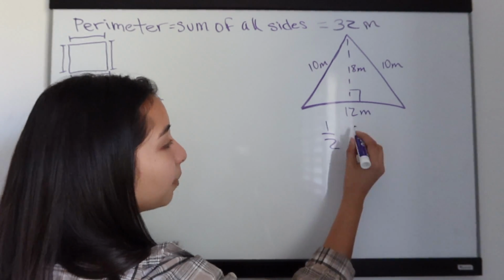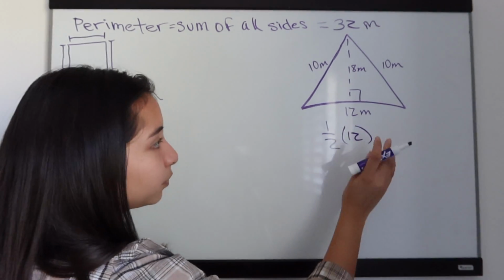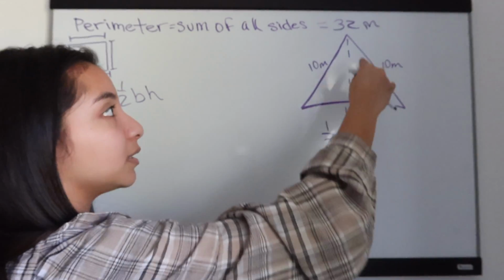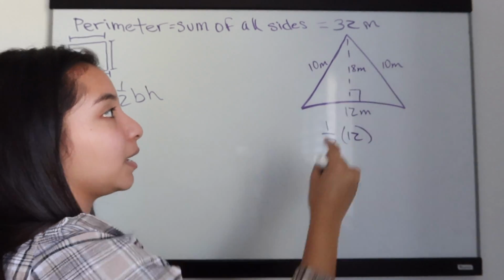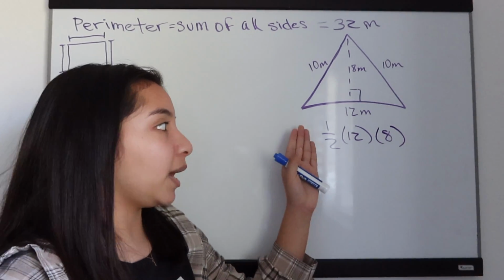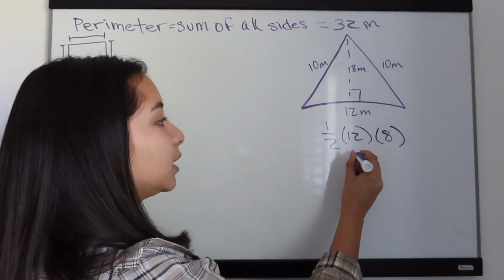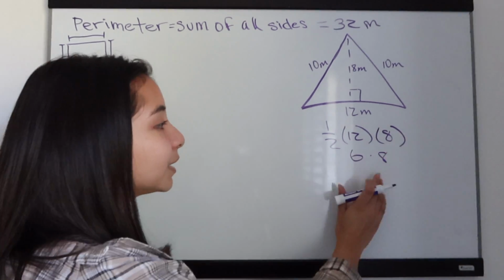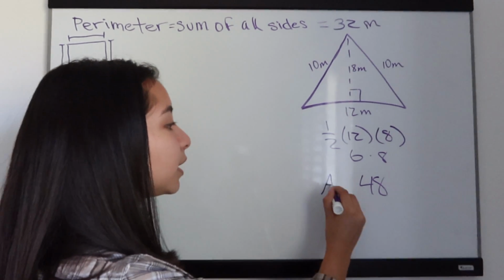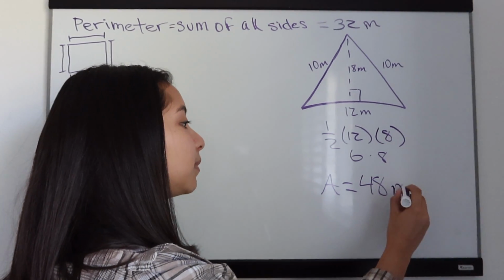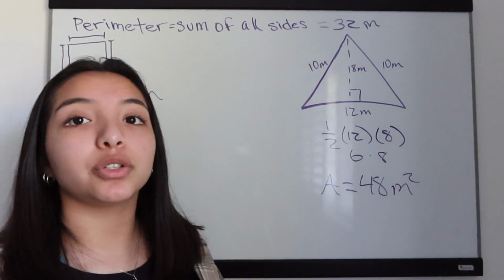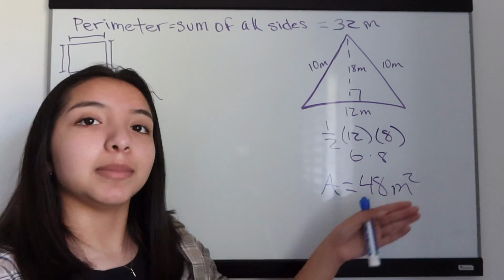So 1/2 base is 12. Alright, now we need to find height. So what is the height? The height is given to us right here. The height is 8 meters. So let's plug in 8 meters. Then we multiply 1/2 times 12 is 6 times 8. 6 times 8 is 48, which means that the area is equal to 48 meters squared. And that is our answer. The perimeter is 32 meters and the area is 48 meters squared.